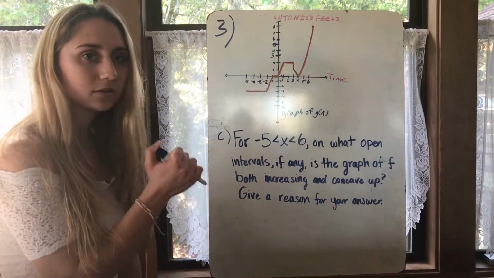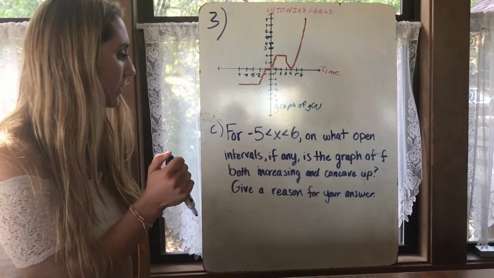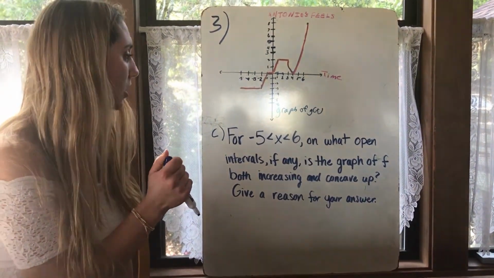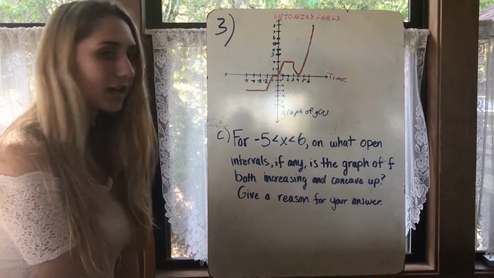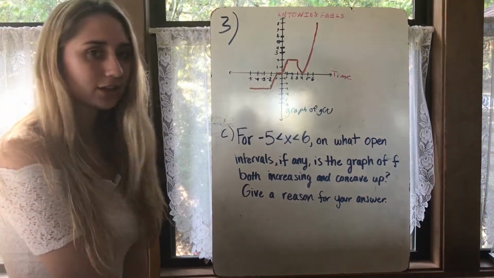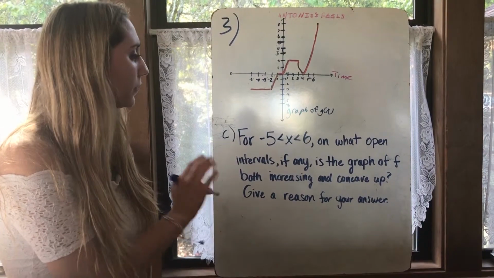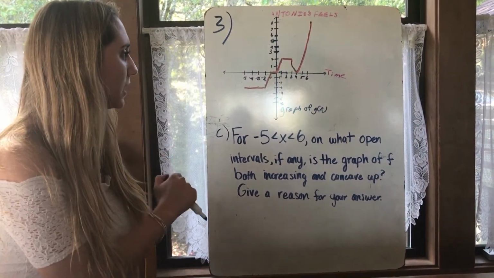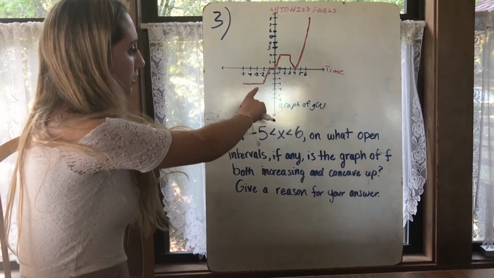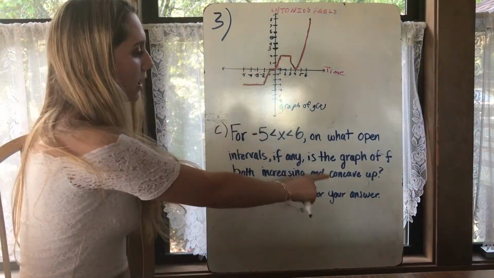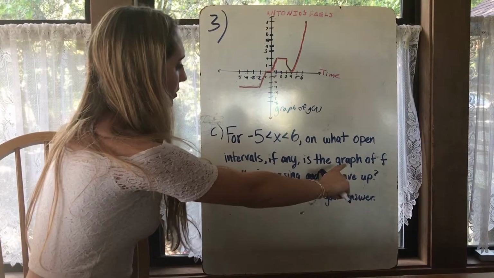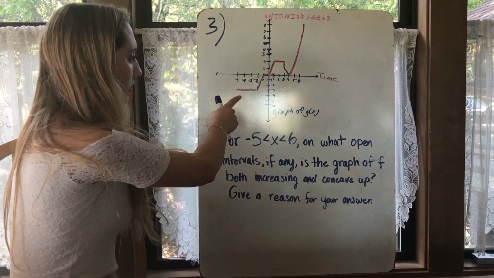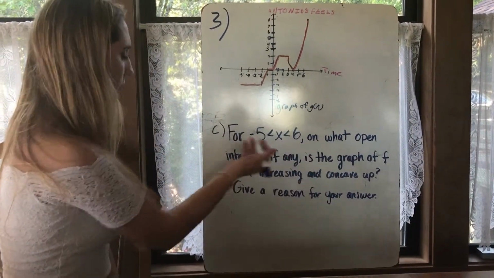So for part C, the question is, for -5 < x < 6, on what open intervals, if any, is the graph of f both increasing and concave up? Give a reason for your answer. So first, before you start the problem, you have to state that this g of x function is equal to f prime of x, because that states the relationship, and it is the understanding that this g of x is related to this f function.